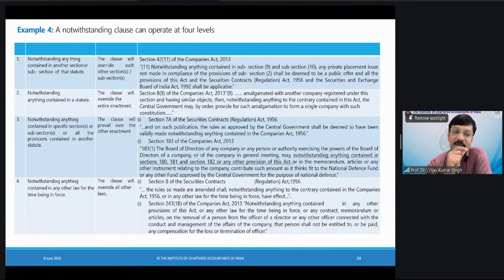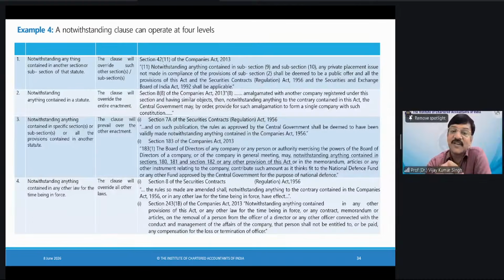Then there is non-obstante of second level, which says anything which is mentioned in the statute. This is not referring to a particular section. The second one is referring to the complete statute, in this case, the complete company law. So if you read section 8.8, it says notwithstanding anything contrary contained in this act. So it is referring to the whole act. Third is talking about a situation where notwithstanding is contained in any specific sections or all other provisions contained in another statute, where it is referring to another statute also. Like, for example, section 7A of the Securities Contract Regulation Act.